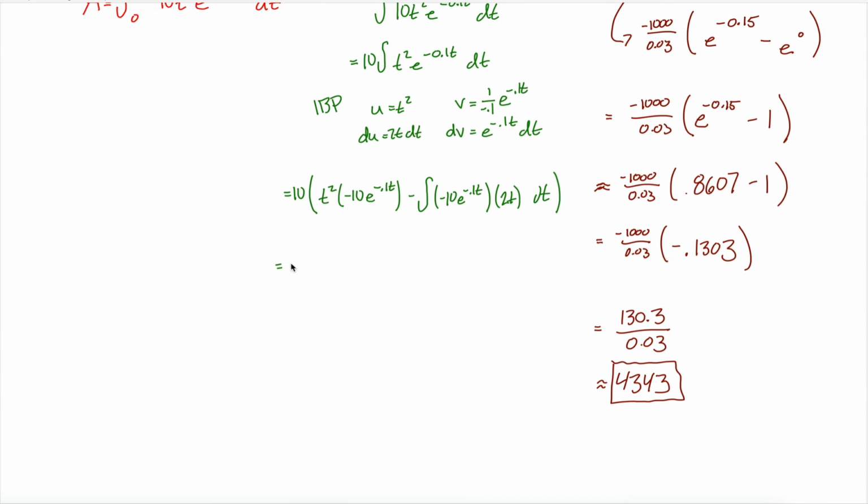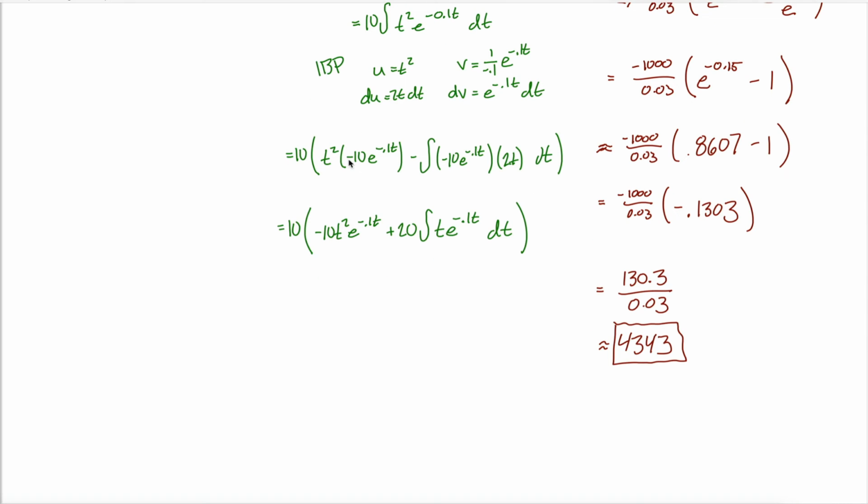Let's see if we can clean things up first. We've got this 10 out in front that we're going to multiply everything by. In this set of parentheses, I've got negative 10 times t squared times e to the negative 0.1t. From that, I'm thinking subtract, but this negative 10 is a constant and this 2 is a constant, so I can pull both of those out in front of the integral. So I'm pulling a negative 20 out in front of the integral. This negative and the negative in negative 20 makes a positive 20 times the integral of, what's left behind, just this t and this e to the negative 0.1t dt.